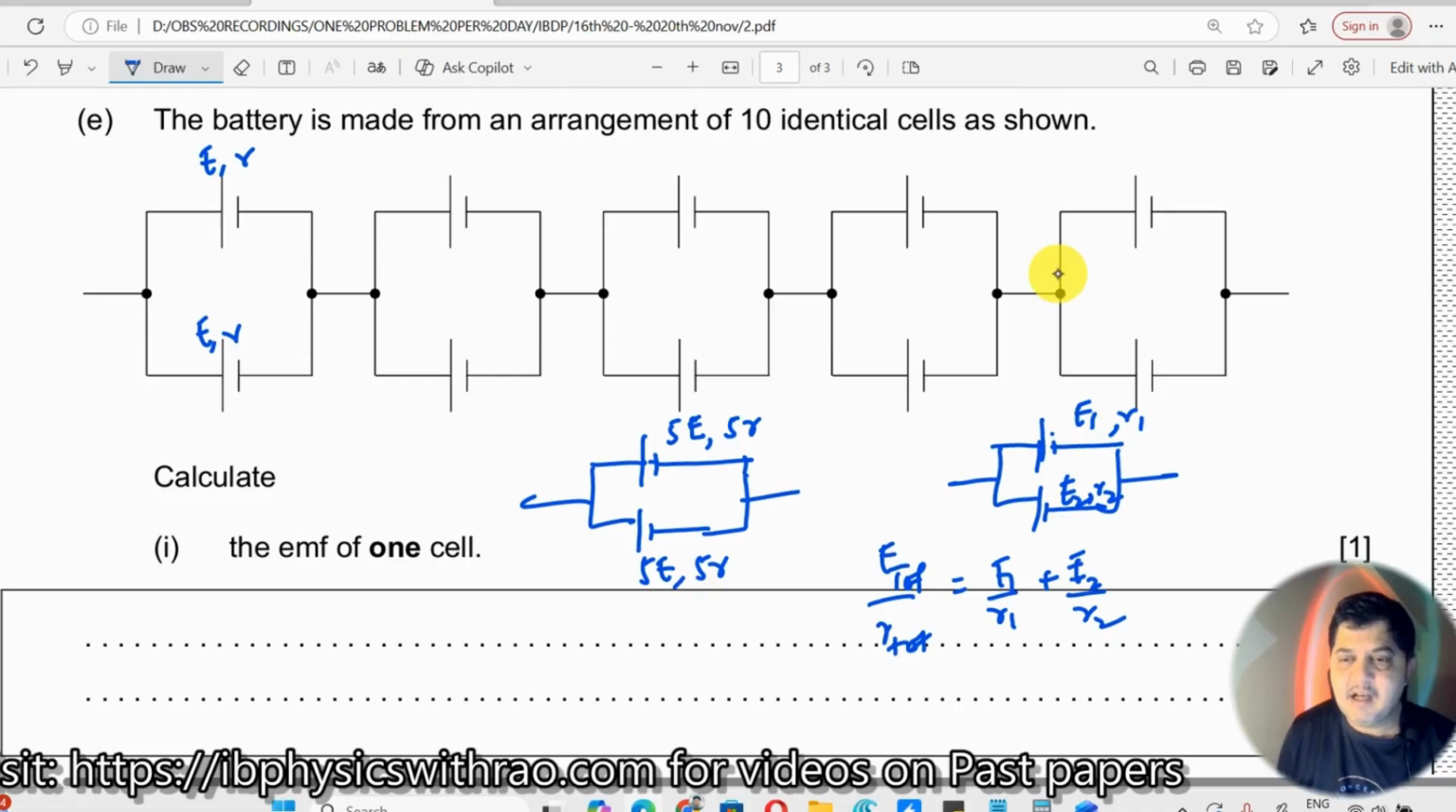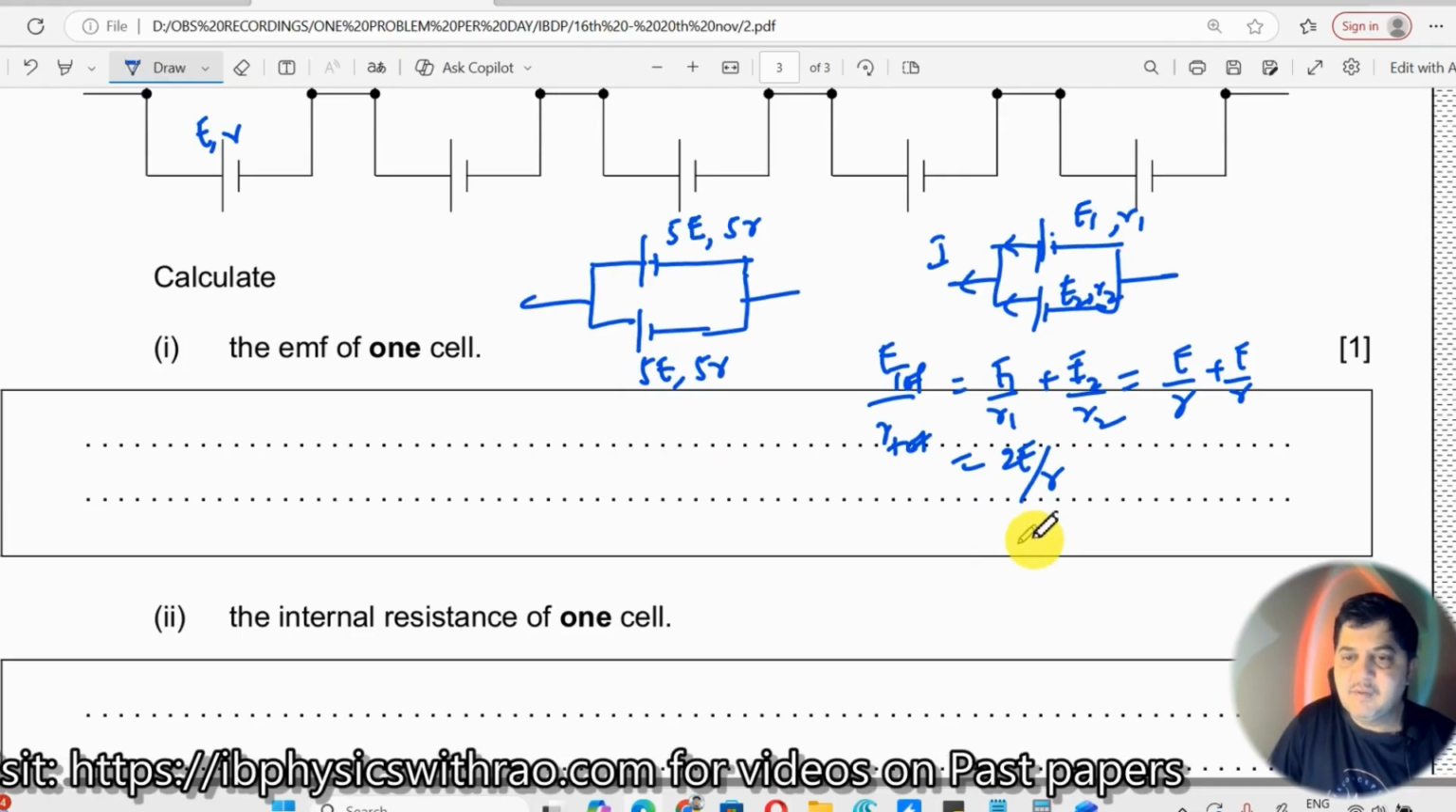It's nothing but I total. See, this is your I total. E total by R total is nothing but I total, which is equal to E1 by R1, the current that comes from here, plus the current that comes from here. KCL, nothing else. So E1 by R1 plus E2 by R2, I can do it. Now, E1 is 5E by 5R, which should be equal to E by R over here. And here also it is E by R. So I can now write this as 2 times E divided by R, right?